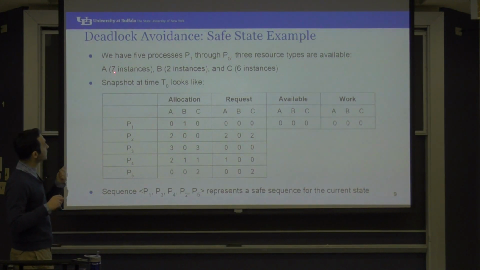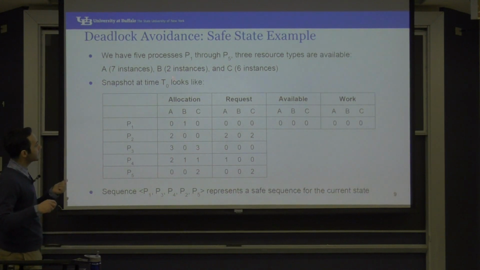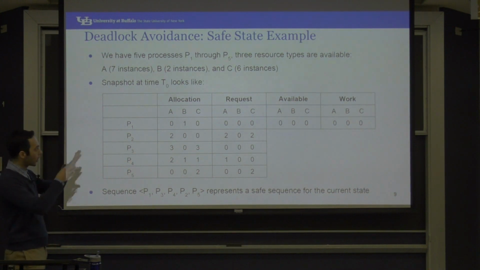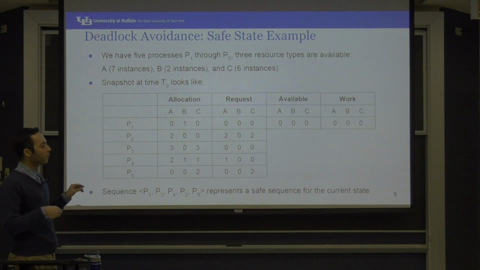So we have 7 instances of A, 2 of them is to P2, 3 here, and 2 here. And that's all the 7. We have 2 instances of B, 1 is held by P1, 1 is held by P4. And we have 6 instances of resource C, 3, 1, 2, allocated by 3. So far clear how the allocation matrix is? And now, that's why we don't have anything available, because all of them are allocated.